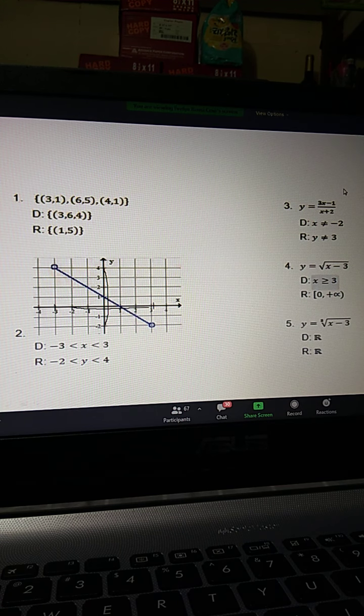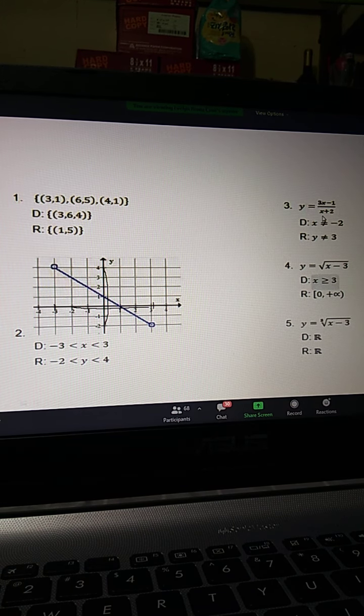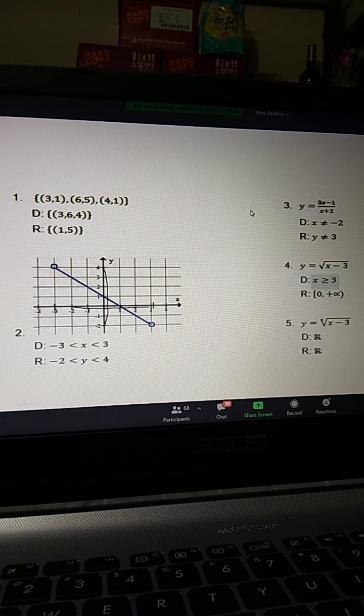Okay, number 3. This kind of example is what we call a rational expression, a rational equation. In this kind of example, we try to make our equation undefined. How do we make an equation undefined? If your denominator becomes 0, then your equation is already undefined. In short, what are the values of x that make your denominator 0? We will try to avoid those.